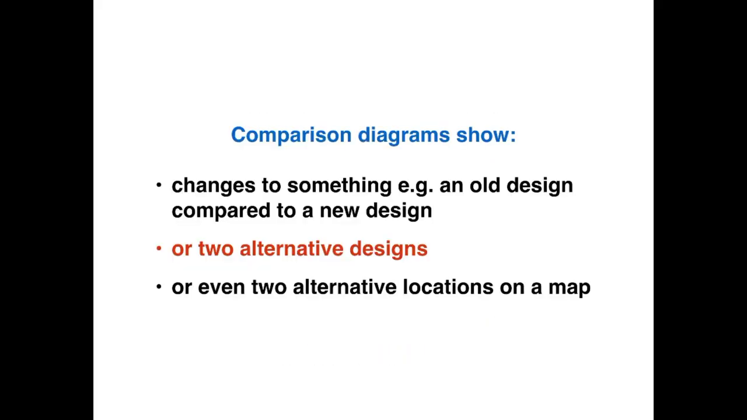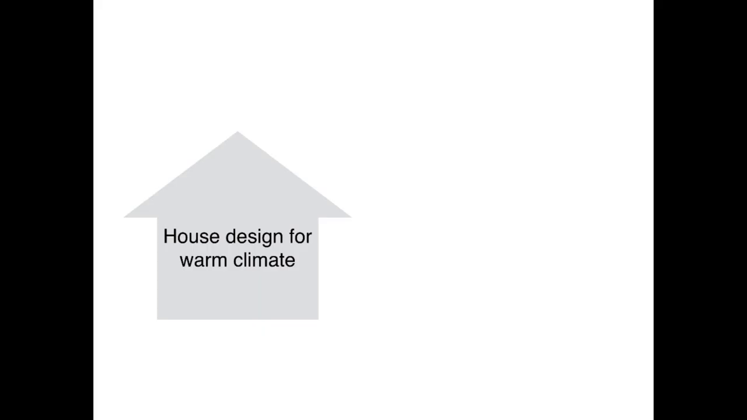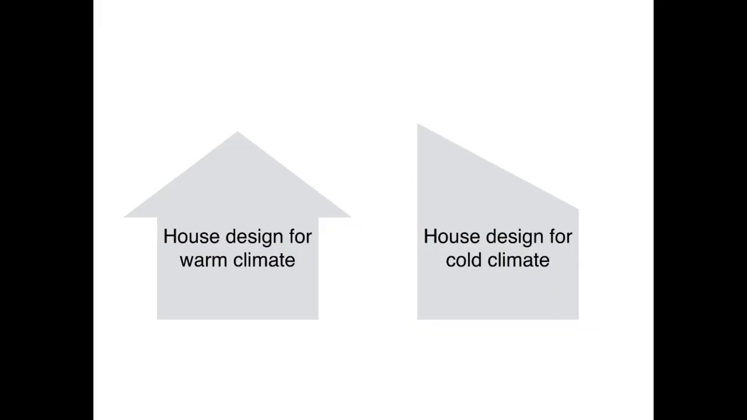Let's move on to the second type now of comparison diagram, the two alternative designs. And in another of the official IELTS books, there's a good example of this. You see a house design for warm climates compared to the house design for cold climates. And in this question, I haven't put everything here. This is just a very quick sample of what the question looks like. In the real question, you see a different roof, different windows, lots of different features of design that are different for the two types of climate.